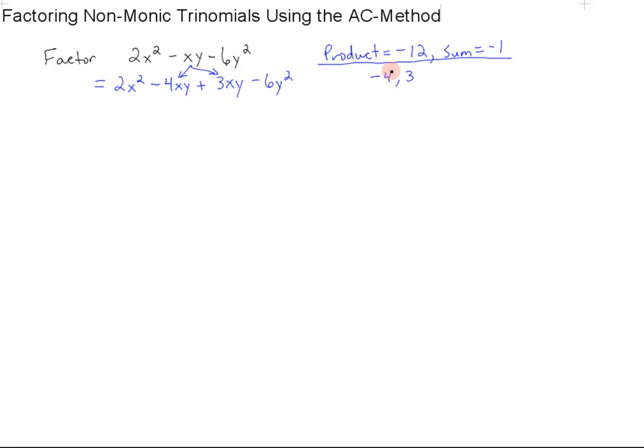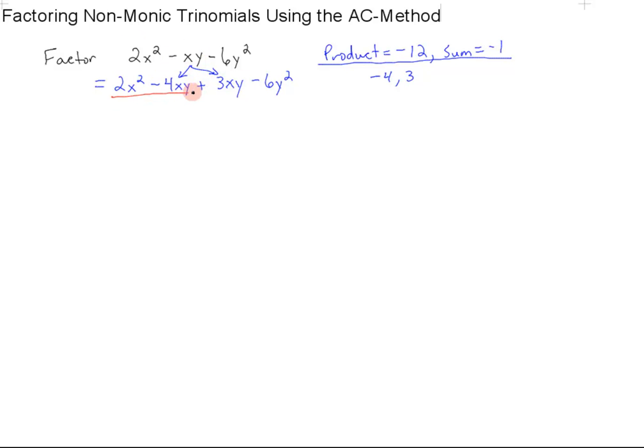So we use the two coefficients here to split this term up, and you can see that negative xy is literally the same thing as negative 4xy plus 3xy. We've just rewritten it using the two numbers we found. That's the key to the AC method.